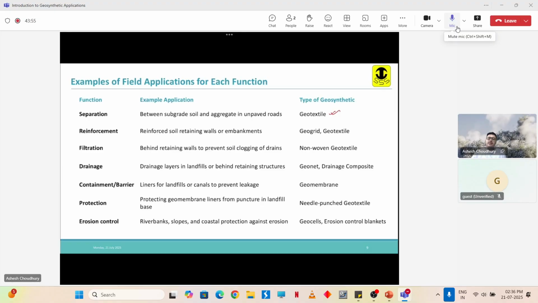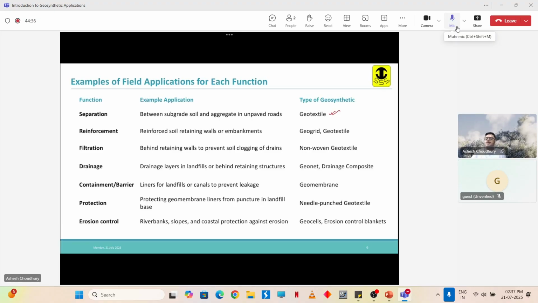Next we have reinforcement. To reinforce soil retaining walls or embankments, that is the easiest example that I discussed. For reinforcement purposes we generally use a geogrid or a geotextile, and most commonly we use geogrids. Then the third function is filtration. As I discussed, filtration is used between retaining walls to prevent soil clogging of drains. For that we use non-woven geotextiles.